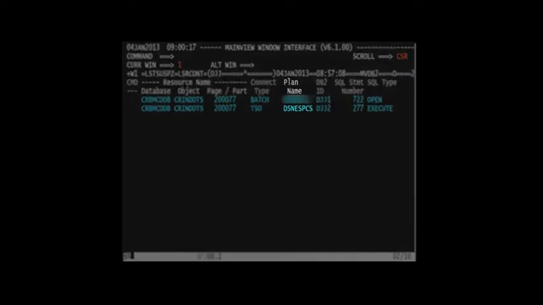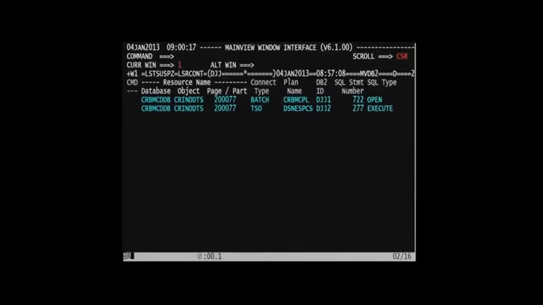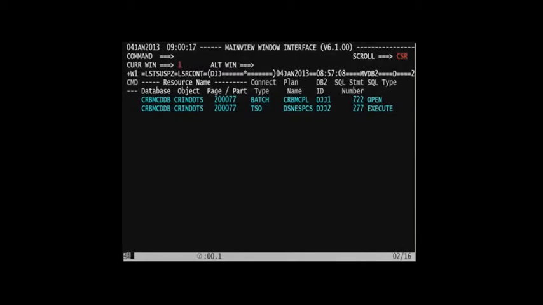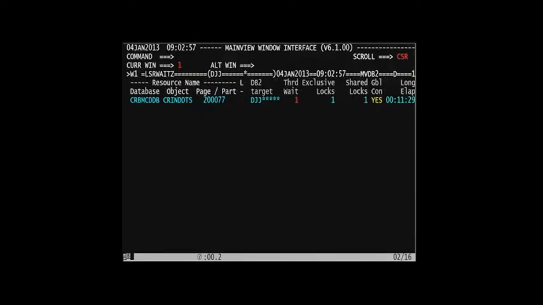Scrolling to the right, I can see the holder is running plan DSN ESPCS, or Spoofy, and it's actually running on another member of the data sharing group, DJJ2, versus the suspended plan, which is running on DJJ1. You can see quickly I can find locking issues right from the MainView views. The MainView locking menu's currently held lock section also provides views to zero in on the situation you are facing.